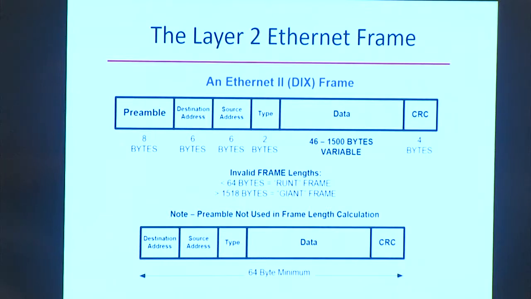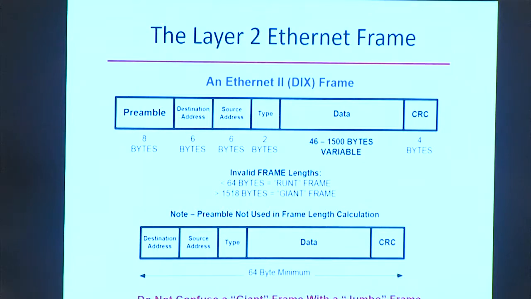Either one of those conditions occurs because some errored condition happened that impacted the size of that frame, but they are simply errored frames. However, one of the things we don't want to do is confuse a giant frame with a jumbo frame.